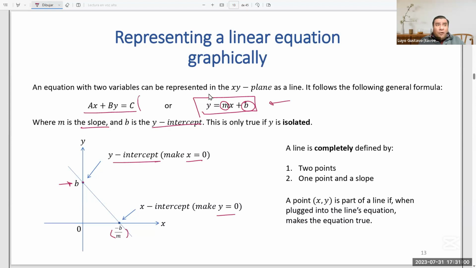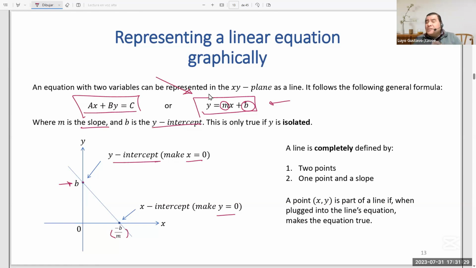If you know this form, you can isolate y and then obtain the precise values of m and b. So basically, if you know this equation, you know everything about the line. Okay, so let's see. We use the definition of this linear equation in order to determine whether a certain point on the plane belongs or doesn't belong to the line.